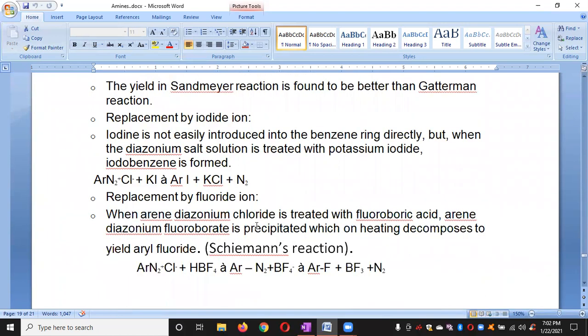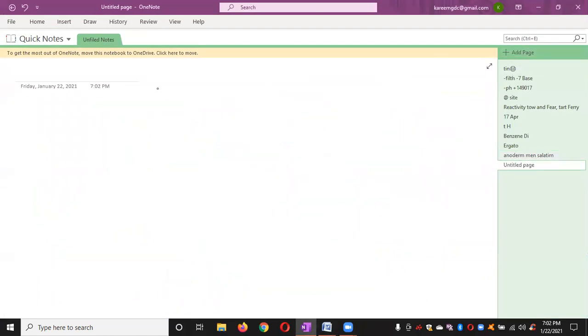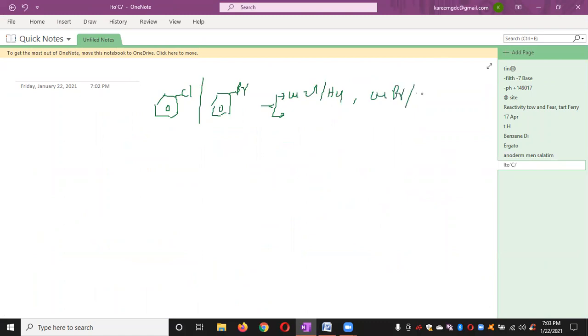Next, another important replacement reaction. Up to now we have prepared chlorobenzene and bromobenzene by means of two reactions. One is the Sandmeyer reaction, in which the reagent is CuCl in presence of HCl, and CuBr in presence of HBr. In the Gattermann reaction, the catalyst is copper in presence of HCl, or copper in presence of HBr. So we got these two, chlorobenzene and bromobenzene.